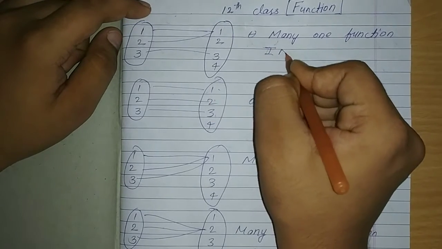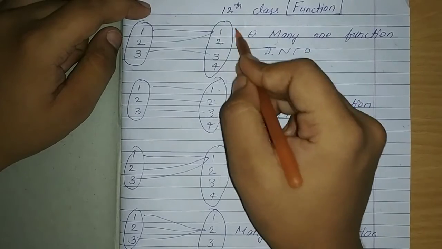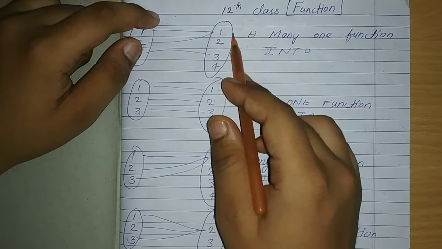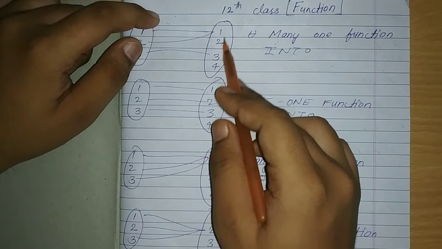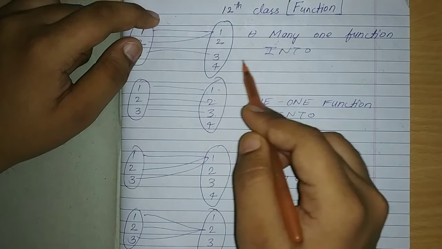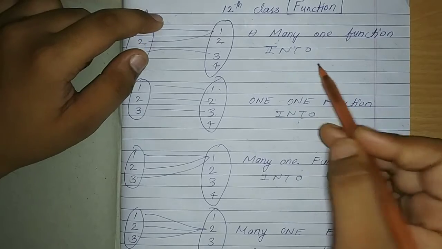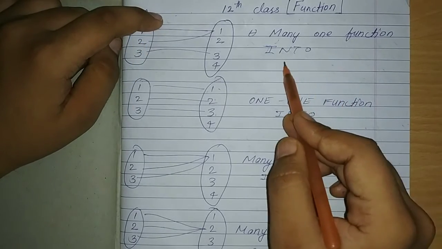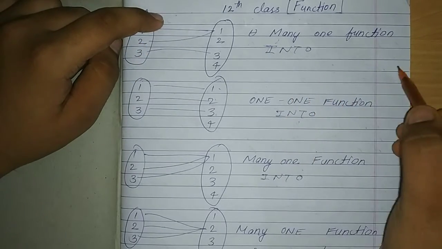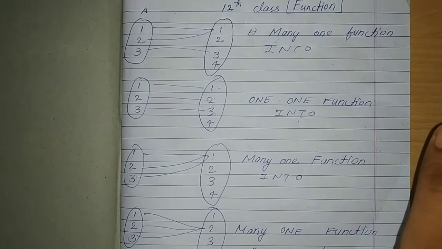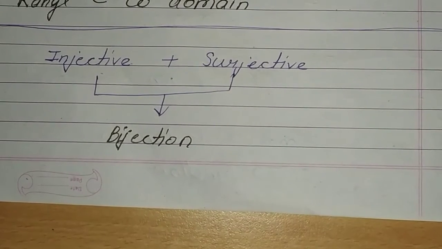Then just come to this question, and I will tell you whether it is an into function. Because guys, range is not equal to codomain. You can see 1, 2, 3 is the range, and 1, 2, 3, 4 is the codomain. Then we can say that the range is a subset of codomain. Then it is not an onto function, but it is an into function. Okay guys, so it is clear now. And now we are moving to our next topic, that is bijection.